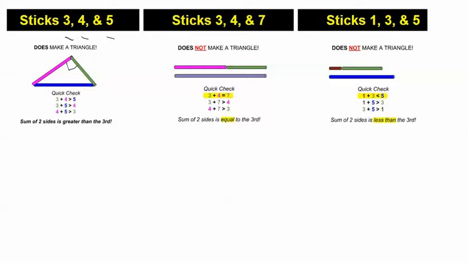But just to show you, the reason that this does form a triangle is because any two sides, any two, are always greater than the third. Any two I pick are always greater than the third. And that's the reason that this will form a triangle.